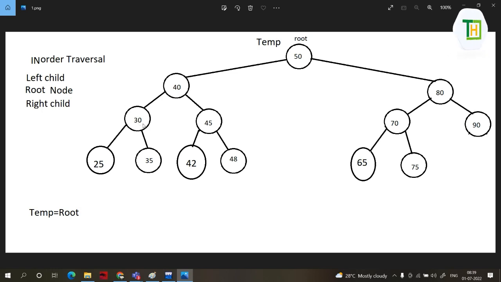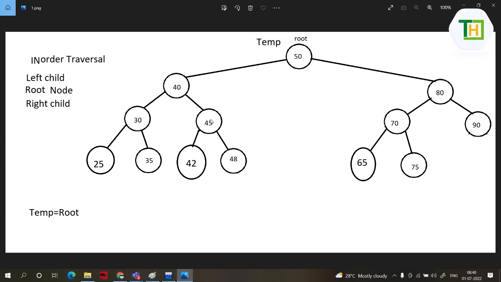Just observe here, 30 is smaller than 50 and smaller than 40 also, that's why it is the left child of 40. And 45 is less than 50, that's why it is on the left-hand side, and it is greater than 40, that's why it is the right child of 40. Binary tree means at most two children. That means a node can contain 0 children, 1 child, or 2 children. This is called a binary search tree.